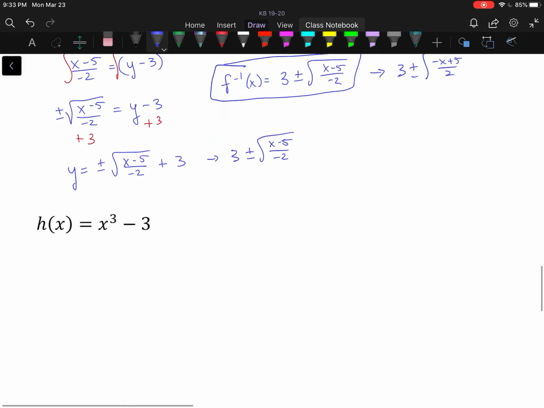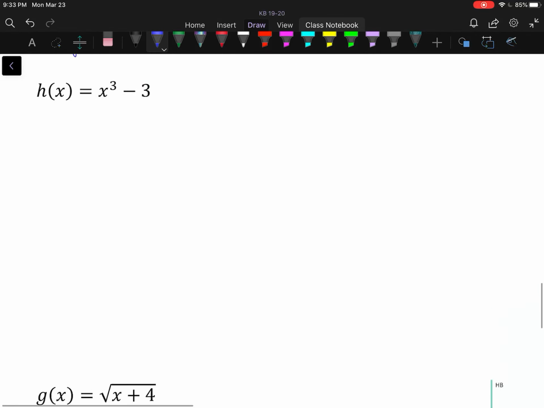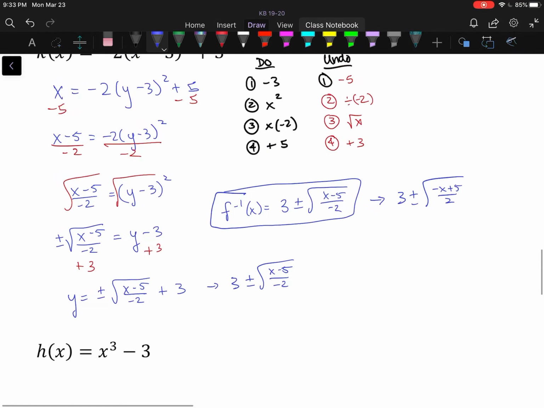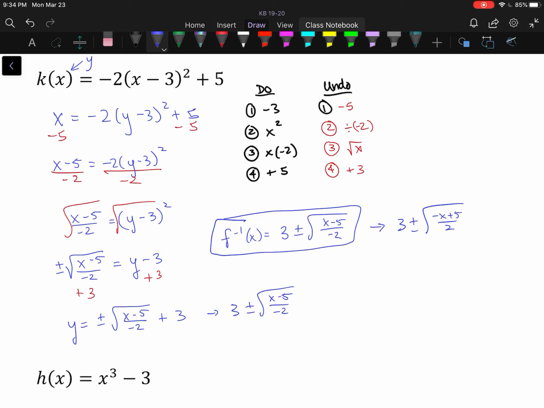All right. We have a couple more examples. Oh, I do want to note on this problem that later on when we talk about graphing, we will have to do an extra step on this problem.